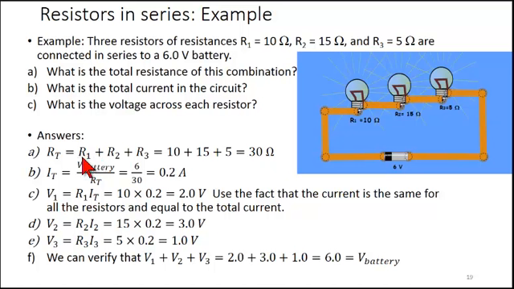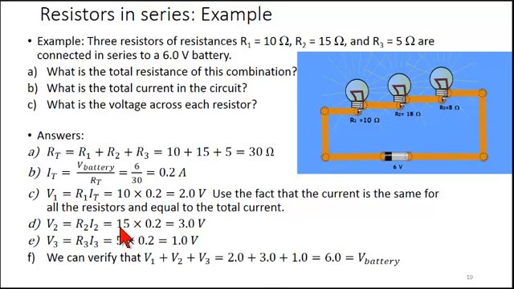So the total resistance, as I said, is the straightforward addition. So 10 plus 15 plus 5 gives you 30 ohm resistance. Once we have that, we can figure out the total current by taking the voltage of the battery and dividing that by the total resistance. So 6 for the voltage over 30 ohms gives us 0.2 amps.